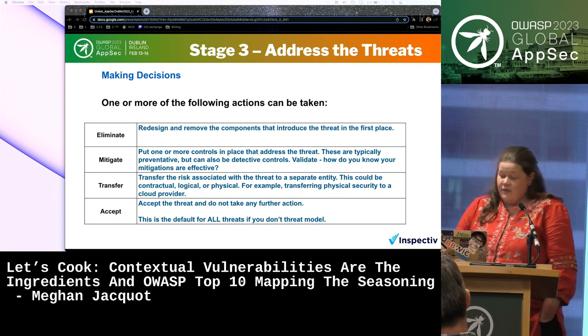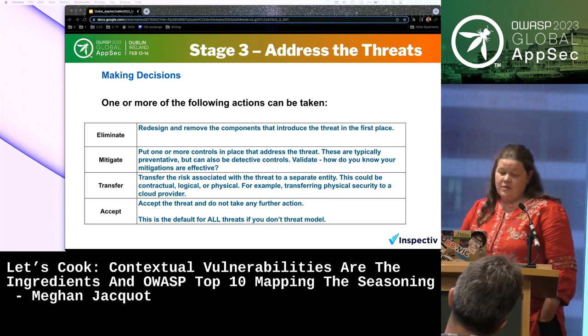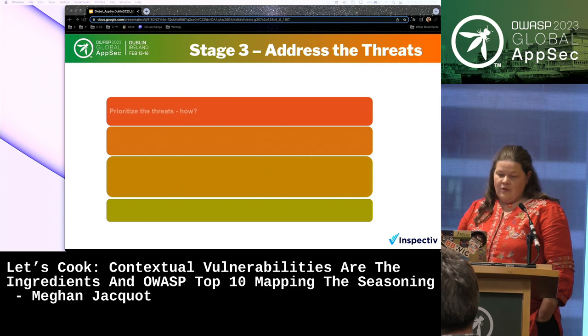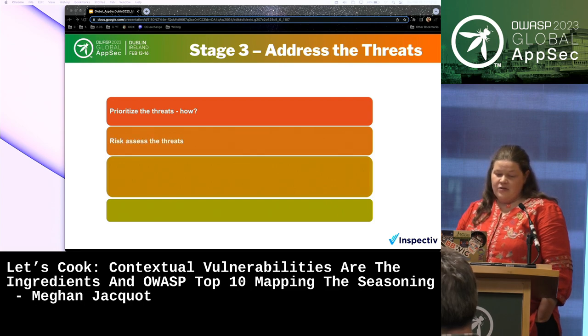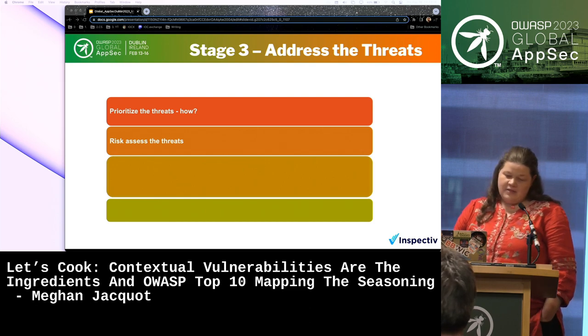But these can have legal consequences. These kind of ROI consequences. So it is important to think through it from a business perspective as well. When you're addressing the threats, you want to prioritize. And how do you do that? So this is where this piece of all the hats comes into play.